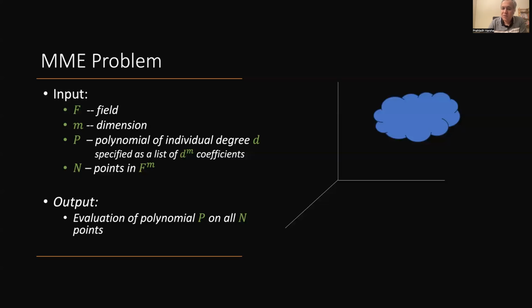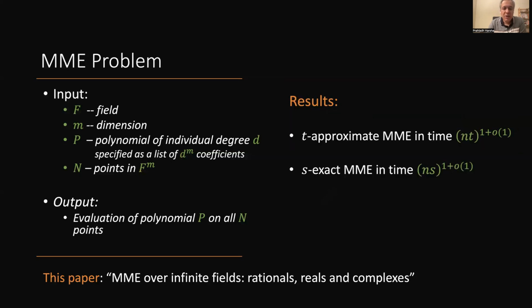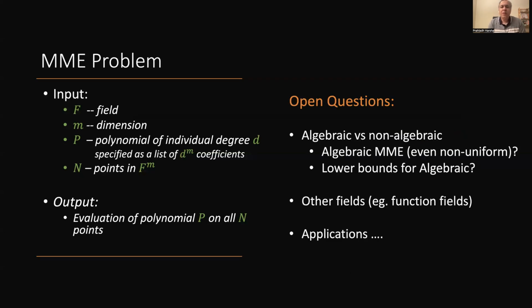This more or less brings me to the end of the talk. So a quick summary: we considered the MME problem over infinite fields such as the rationals and reals, and gave nearly linear time algorithms in both the approximate and exact settings. While that resolves the MME questions for most fields of interest, there are still a few lingering questions which we hope will be addressed shortly. There's the question of algebraic versus non-algebraic algorithms. What about other fields? Any applications?